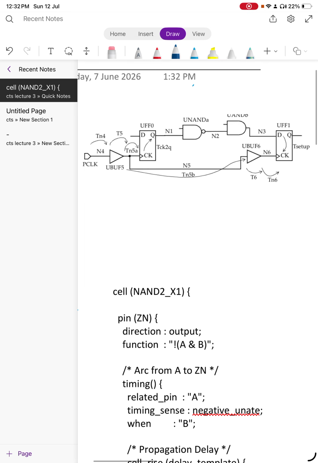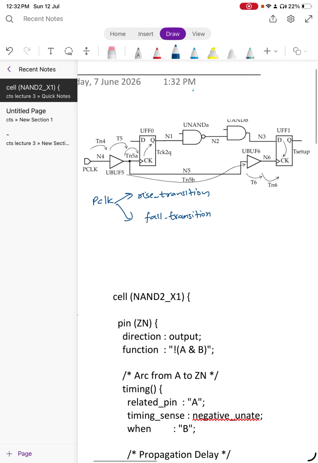Okay, so let's suppose that for PCLK we have a rise transition and fall transition defined in SDC. So out of this, which transition has to be considered while calculating the delay of ubuff5 and all the downstream logic? Okay, so we are considering the clock path first.